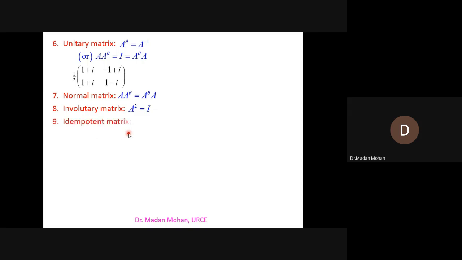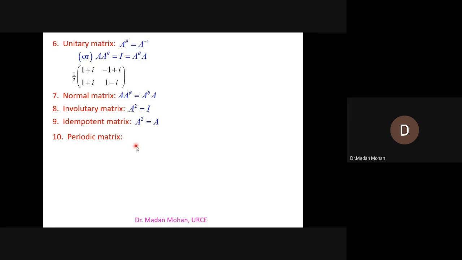Idempotent matrix. A matrix is said to be idempotent if A square equals A. You are getting A·A equals A. Such a matrix is said to be idempotent. The unit matrix is both involutory and idempotent, I square equals I. Next.